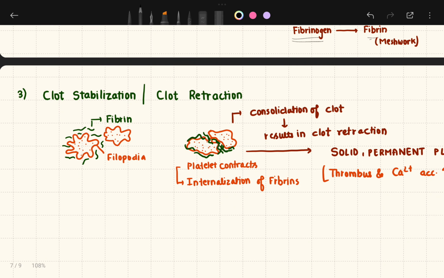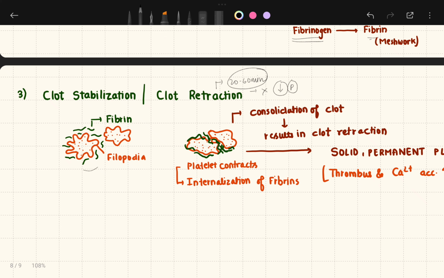Now this is clot stabilization and clot retraction. One question that is generally asked is, what is clot retraction time? The time required by the platelet plug to stabilize, to settle down or to retract is known as clot retraction time. Clot retraction time is basically 20 to 60 minutes. If clot retraction is not happening, it implies that the platelet count of the blood is very low. That's why clot retraction is not happening, because platelets help in clot retraction.